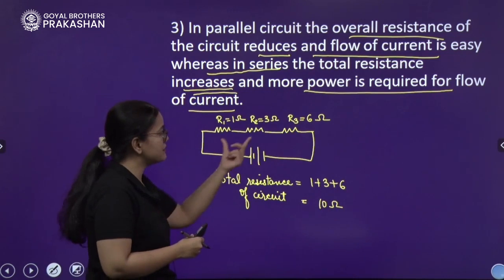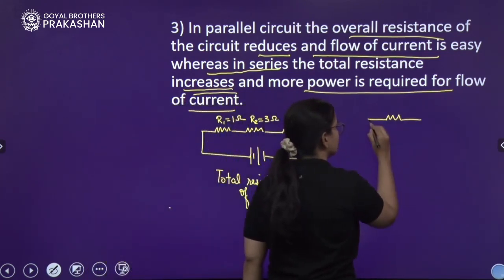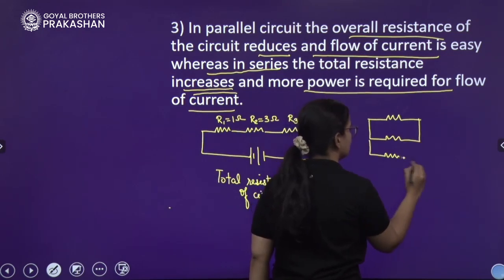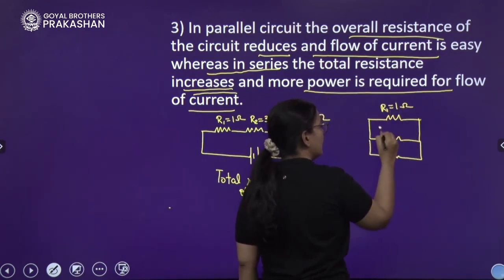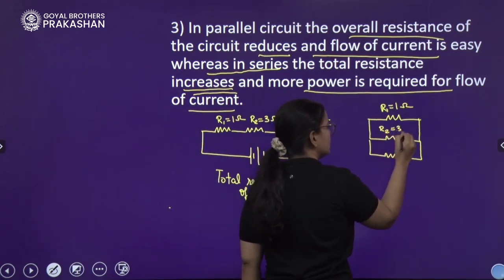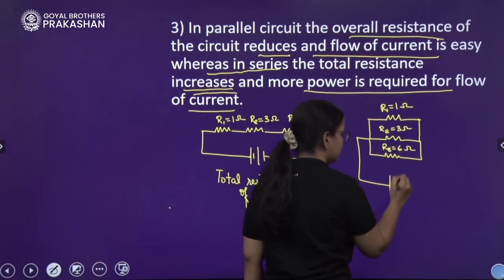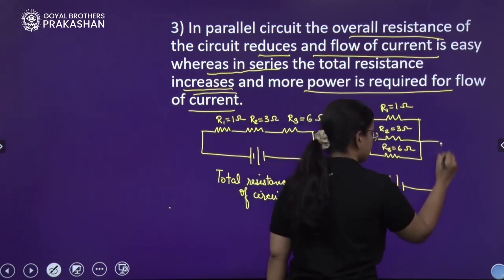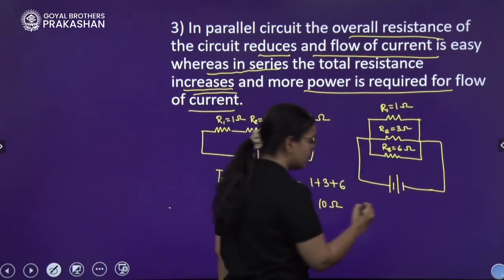Now let us see the same scenario in the case of parallel arrangement. Let's take the same resistance. R1 is 1 ohm, R2 is 3 ohm, R3 is 6 ohms. Now we have a battery and these three are in parallel. What will be the total resistance?